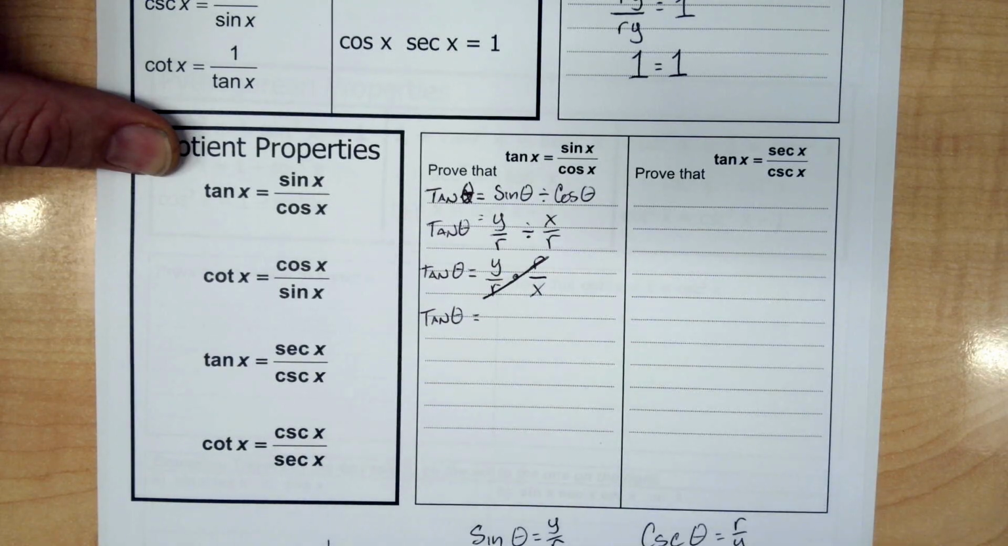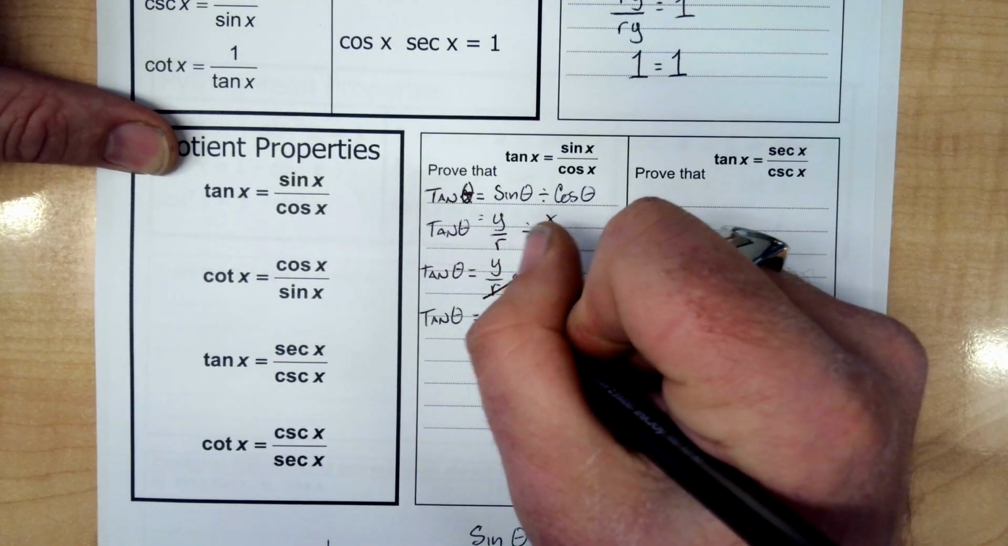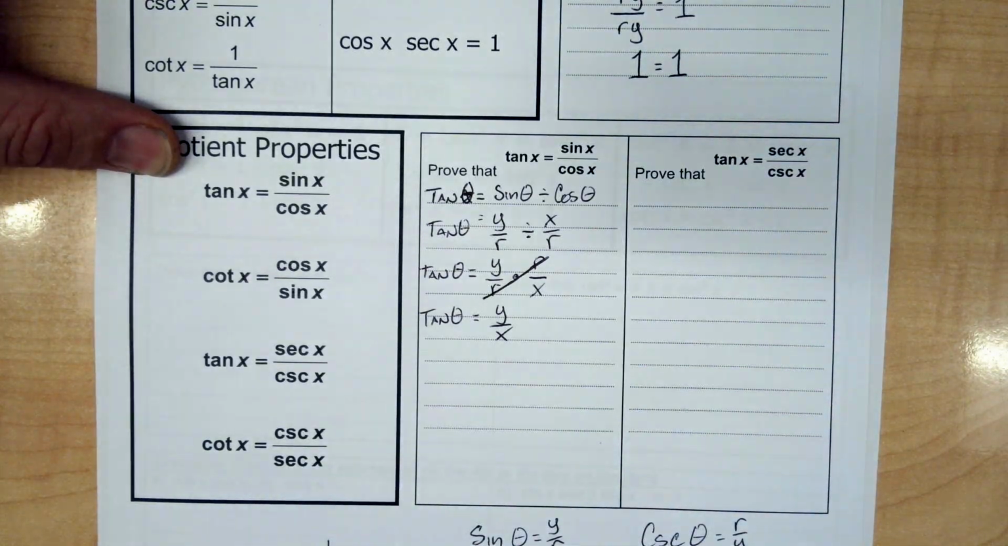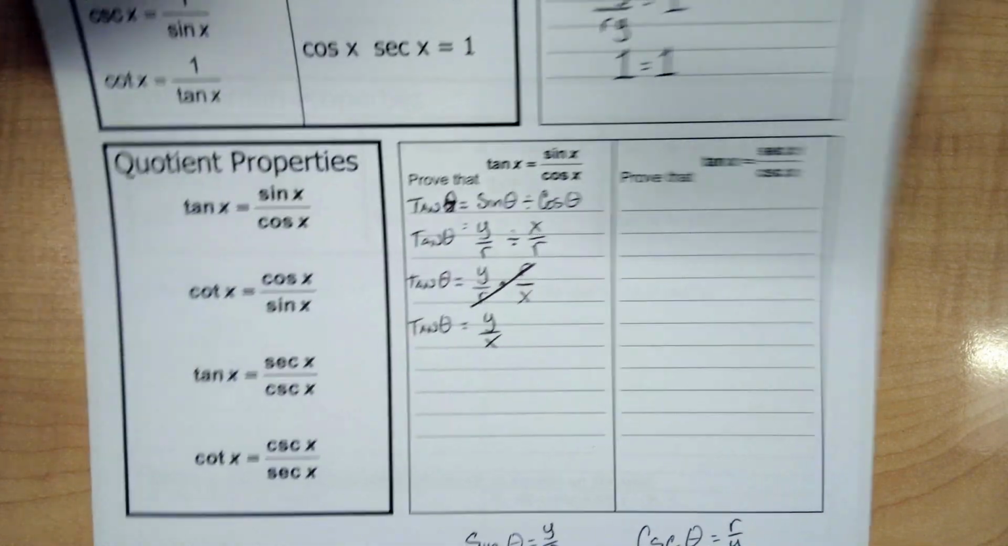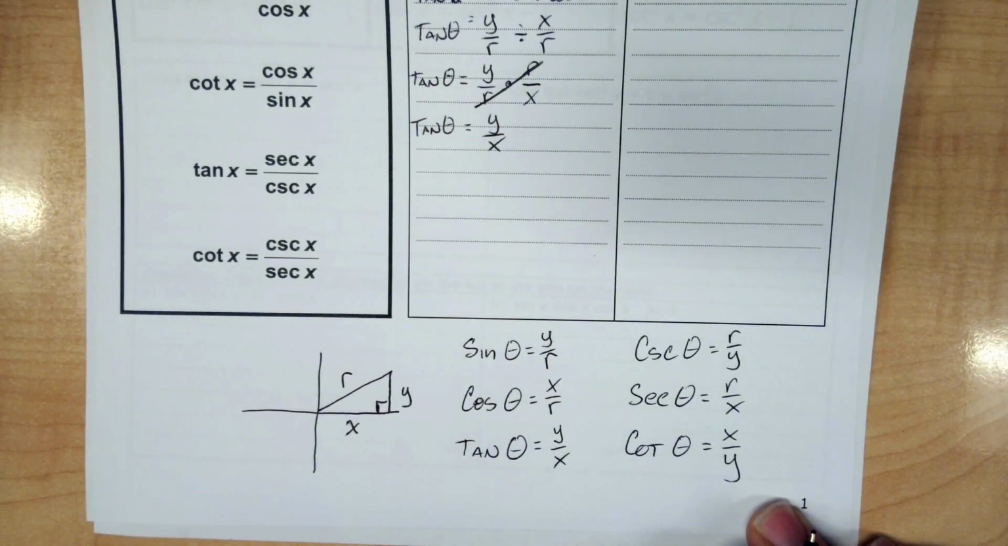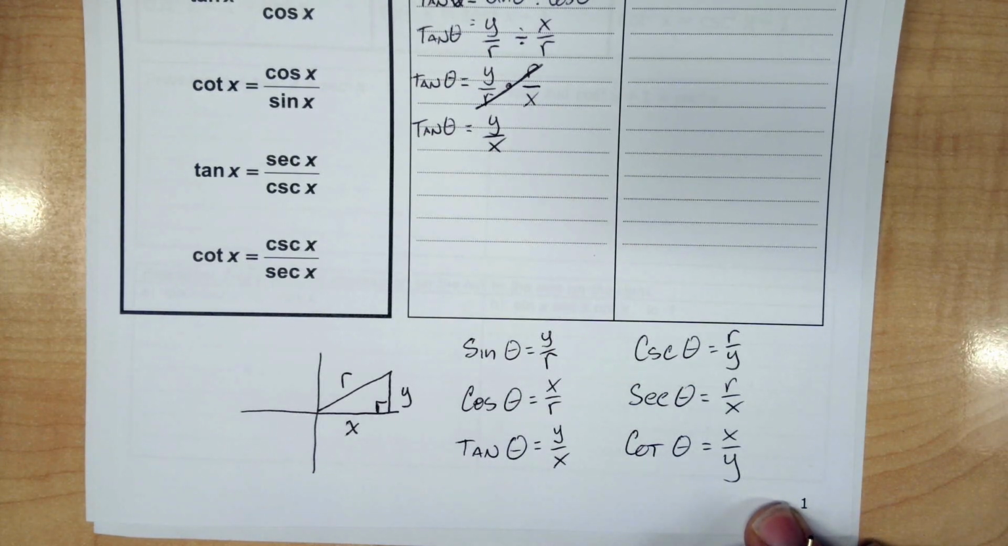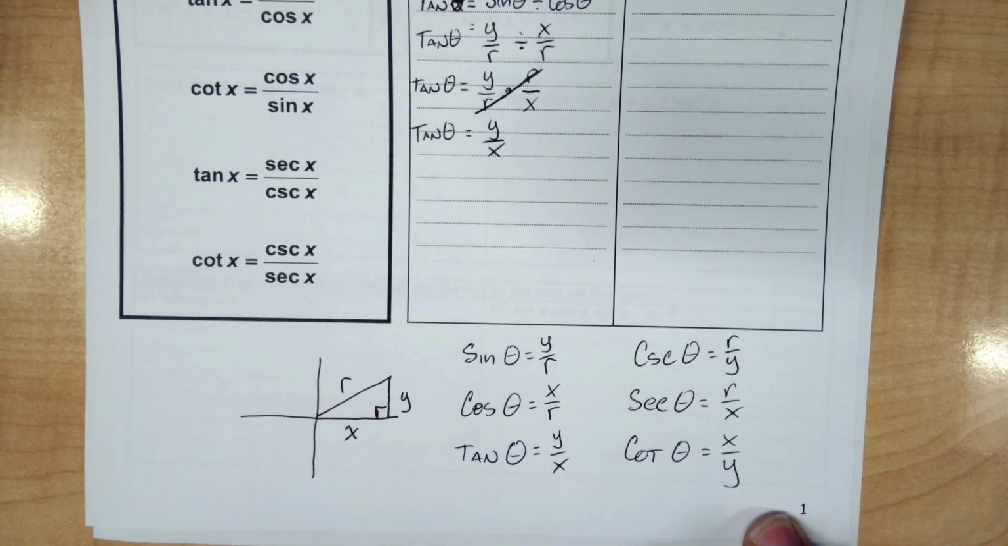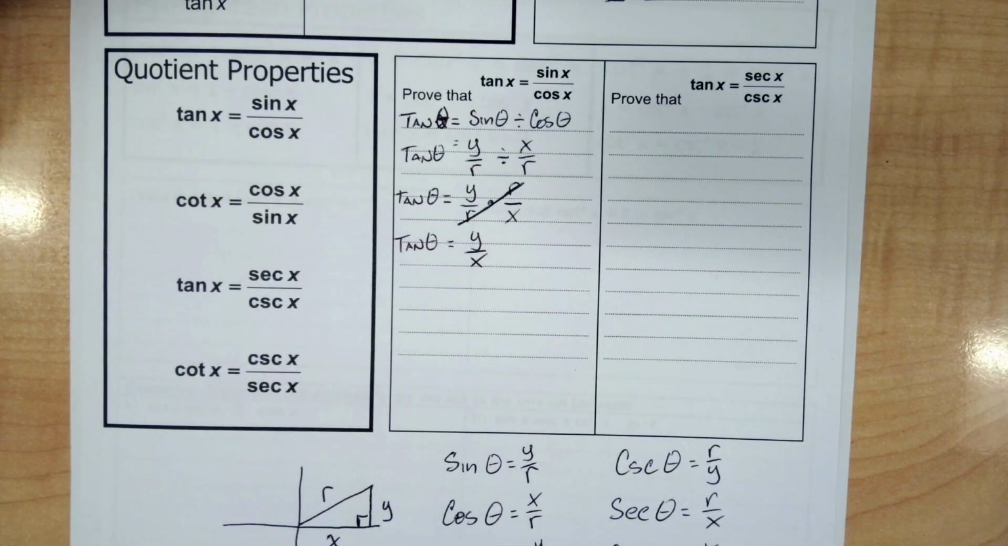We have turned that sine divided by cosine into tangent equals y over x, which is actually already one of the formulas that we have, one of the rules that we have. So the sine over cosine was able to turn into something that became a tangent.